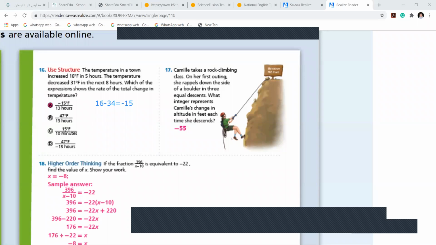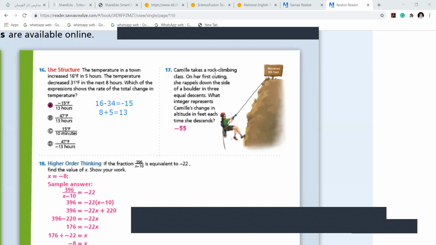Why 13 hours? Because you will add up the hours, like 8 plus 5 gives me 13 hours. And then you need to divide it. Minus 15 over 13. Got it? Yes. Very simple, girls, this one.